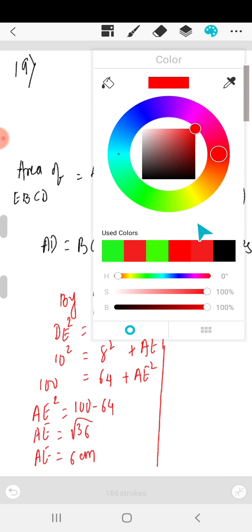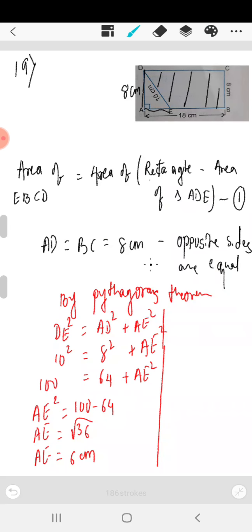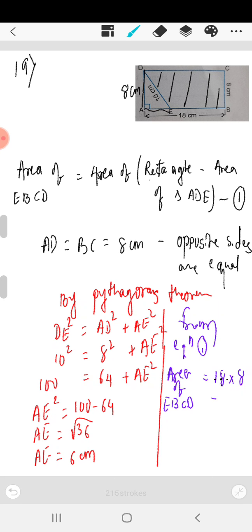So from equation 1, we know that area of EBCD will be equal to rectangle length into breadth, so that is 18 into 8, minus area of right angle triangle, that is half into base, which is AE, and AE we have calculated as 6, into height as 8 centimeter.